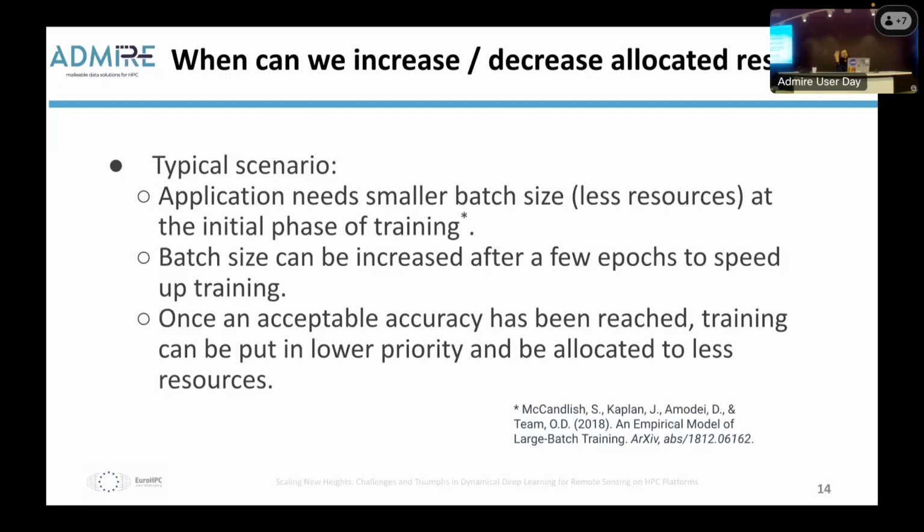Let's say that at some point, after, I don't know, 100 epochs, we reach an accuracy that is acceptable. Then we might also do something again, shrinking the problem and releasing some nodes. Why? Because maybe we want to allocate those nodes to other jobs that have a higher priority. And since we already have a good model, we can wait a bit longer for an even improved one.